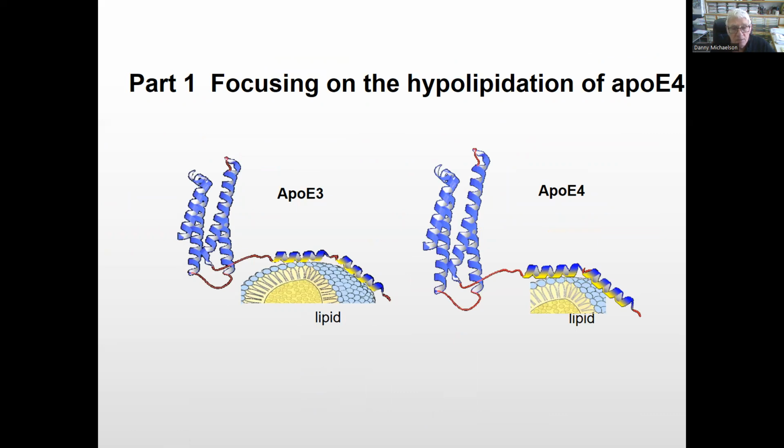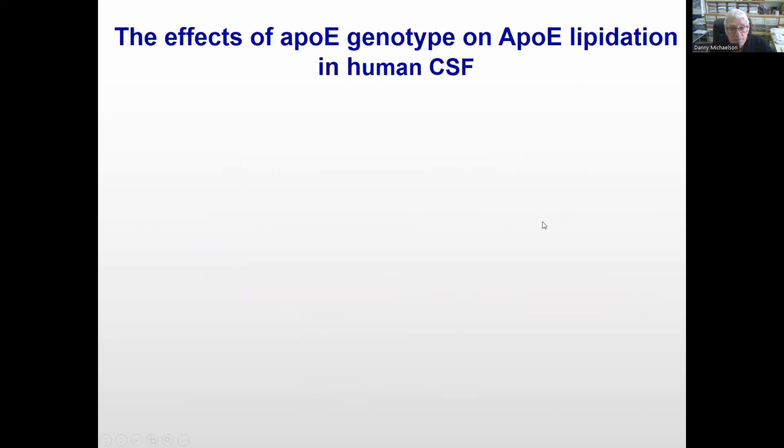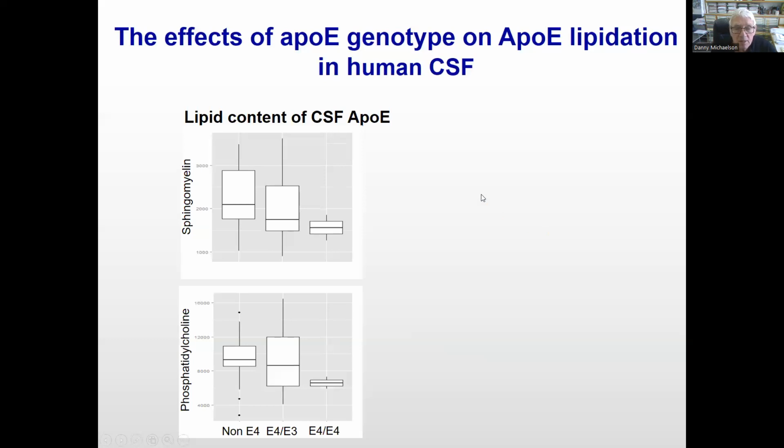And the key point that has been observed in the literature is that ApoE3, shown here on the left, has more lipidation than ApoE4, which is shown here on the right. And the question is whether this is true and how important is that? And this is what I want to address in the next few slides. So we ask ourselves the question, we want to demonstrate that ApoE genotype affects the lipidation of ApoE.